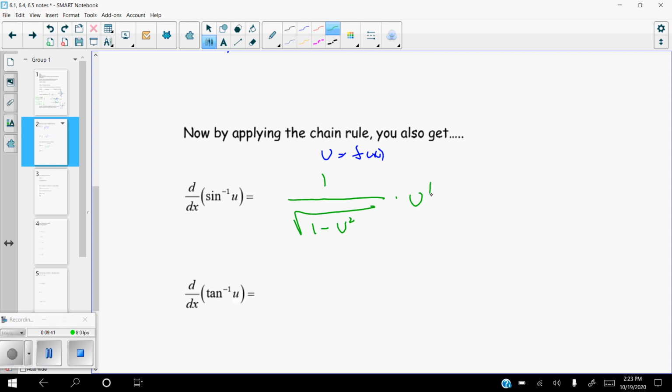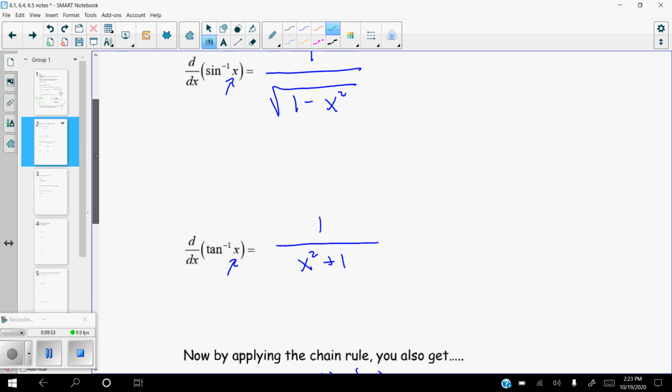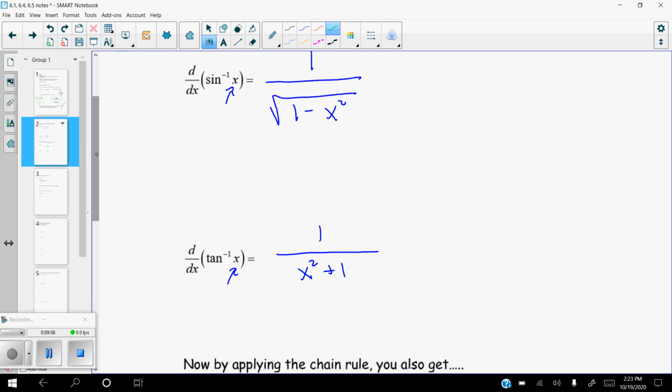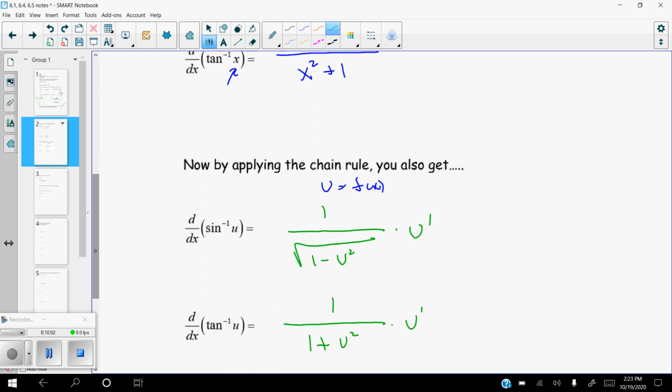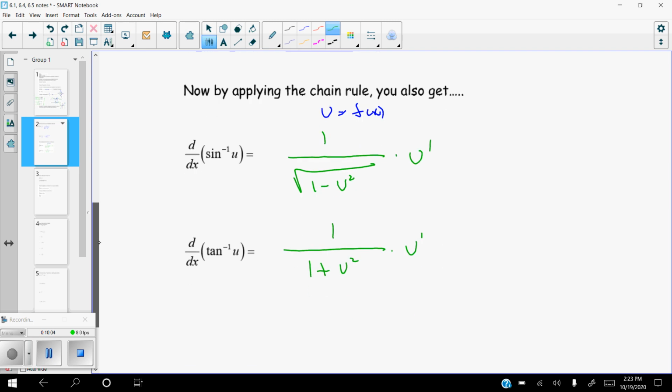Okay, same idea with tangent. 1 over 1 plus u squared times the derivative of u, which is u prime. And if you think about it up here, it works the same way. If I did 1 over square root of 1 minus x squared times the derivative of x, that's 1. So it still is holding that chain rule. We just don't usually have to write the times 1 part. All right, so there are your two derivatives of your inverse trig functions.